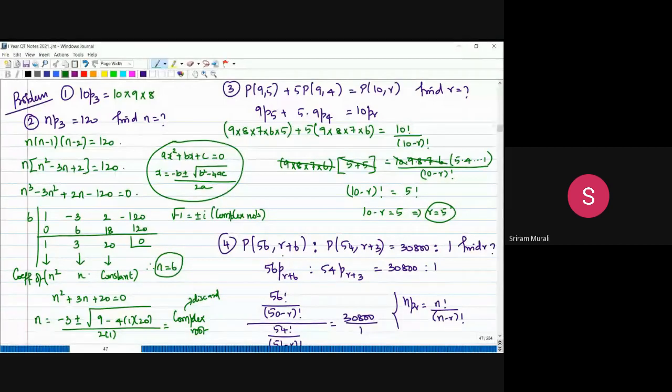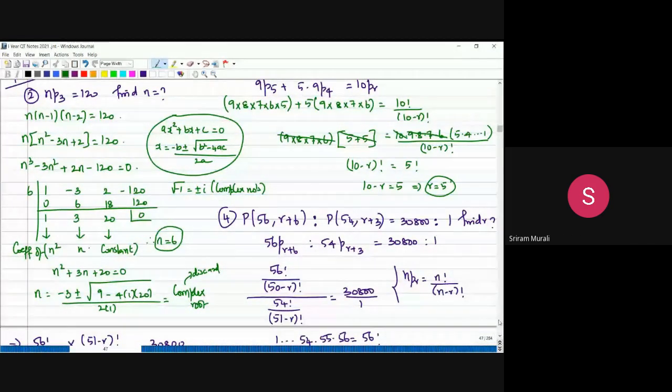Okay. 56 P r plus 6. It is 54 P r plus 3 is equal to 3800 is to 1. Please put off your mic. Whoever is having a mic, please put off.